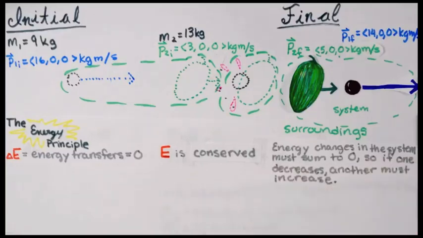If one type of energy, say, decreases, then at least one other type of energy must increase. Let's check for energy changes in this example. We know that we have kinetic energy in the system, so let's look at delta K, the change in the system's kinetic energy. The system kinetic energy is just equal to the sum of the kinetic energies of the objects.